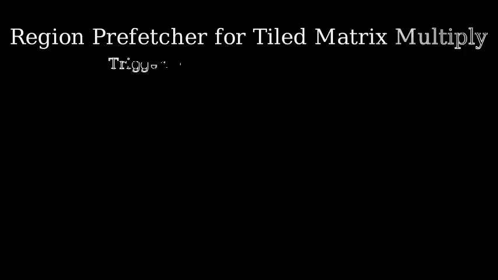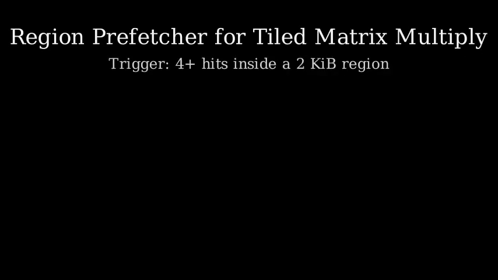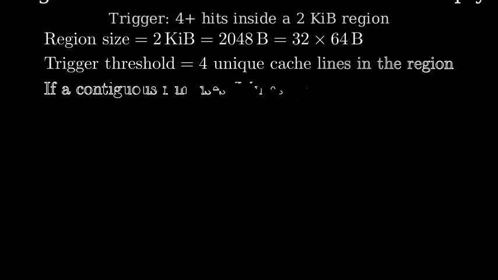In this lesson, we add a region prefetcher that looks for 4 or more hits inside a 2 kibibyte region. Then we estimate its coverage on a tiled matrix multiply, and we compute the extra traffic that the prefetcher generates. Here are the rules we assume.